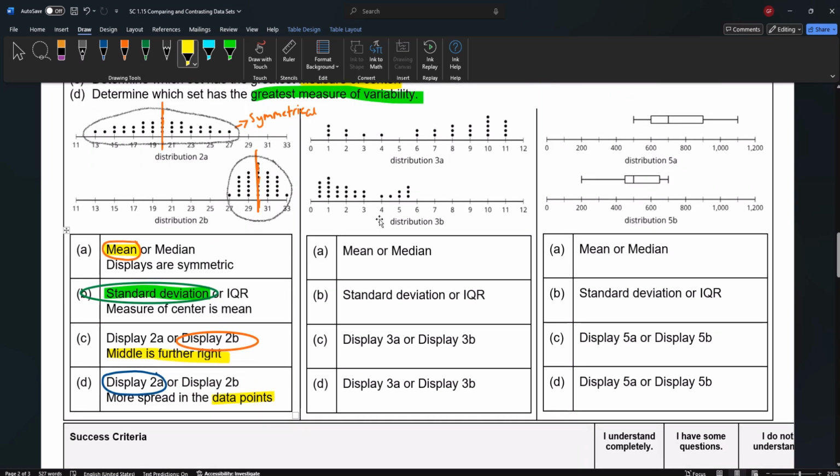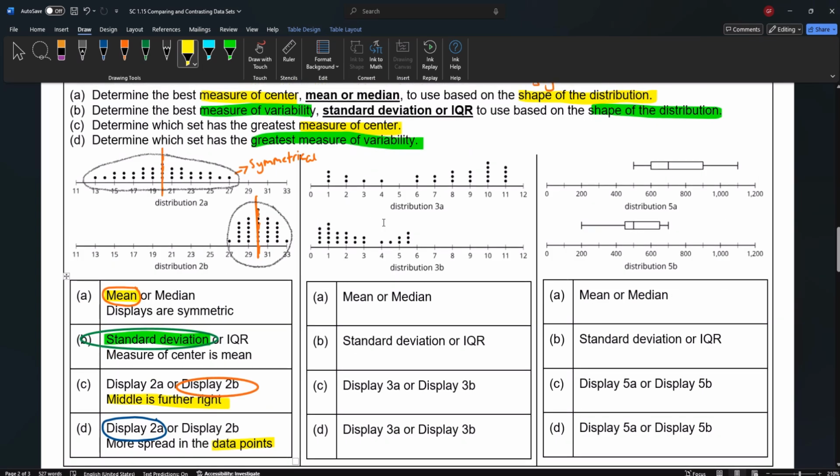So let's take a look at distribution 3A and 3B. These distributions are kind of skewed, right? Here we see that it is not symmetrical. So if they are not symmetrical, then instead we're going to be using the median. So we're going to be finding the measure of center using the median. Find approximately the middle point for each one. We see that they're not the same on both sides. So data displays in this case are considered skewed.